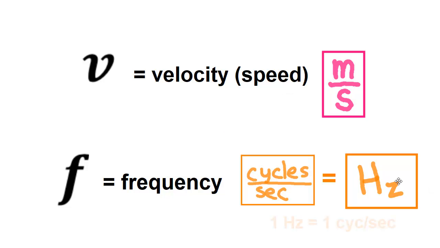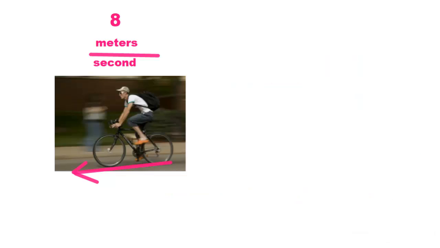But then we have frequency. Frequency is cycles per second, which also equals a hertz. Right? 1 hertz equals 1 cycle per second. So the reason students get confused is because both of these look like fractions, and then they get them mixed up. So let's compare them and see how they're similar and different at the same time.